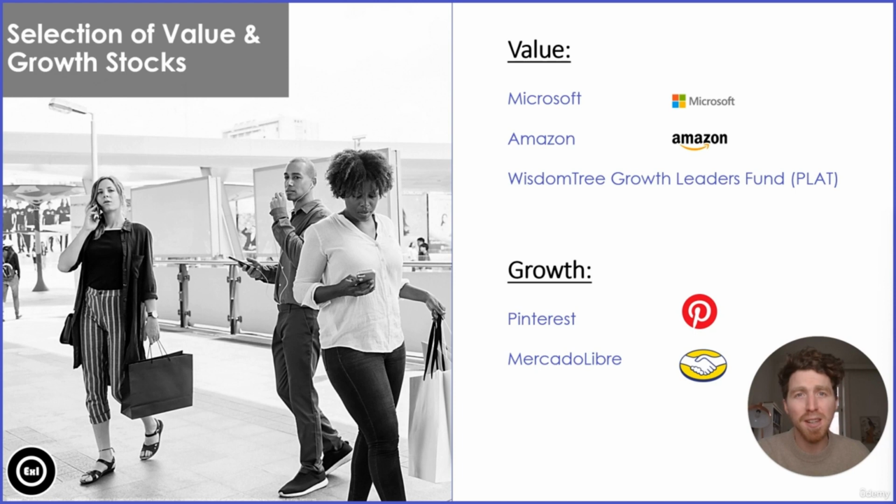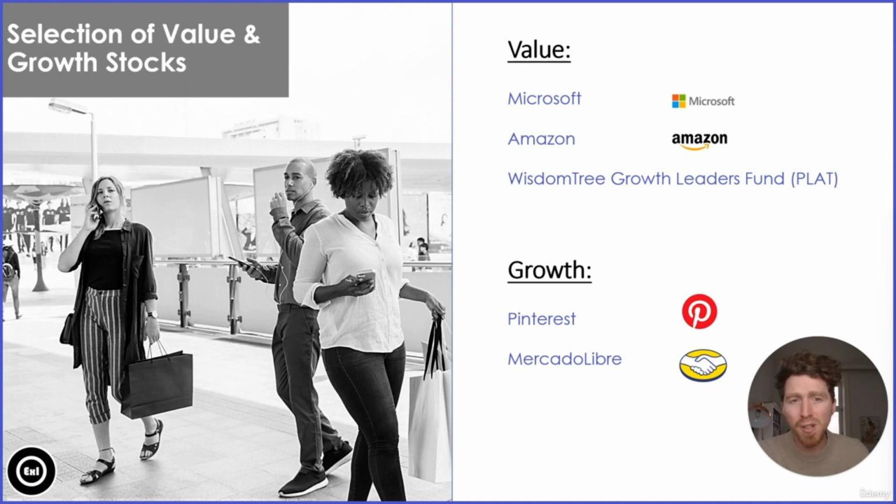An interesting opportunity to think about when you want to invest in value stocks, or in this case a value index fund, is the WisdomTree Growth Leaders Fund. This is an index fund which consists of multiple pure platform businesses. And the allocation within the fund is pretty heavily towards big businesses like Microsoft, Amazon, Apple, Facebook, Tencent, and so on. So I would put them in the category of value stocks as well.